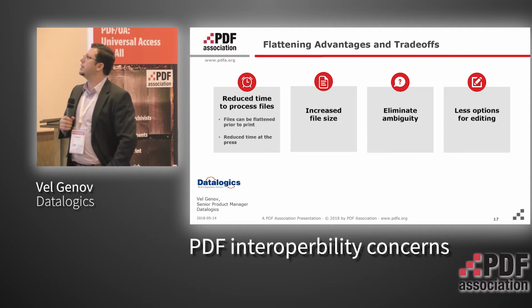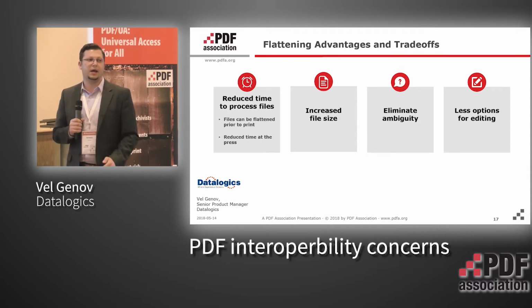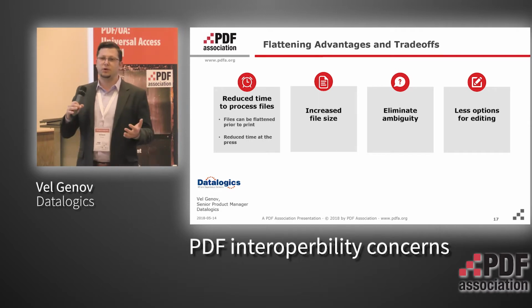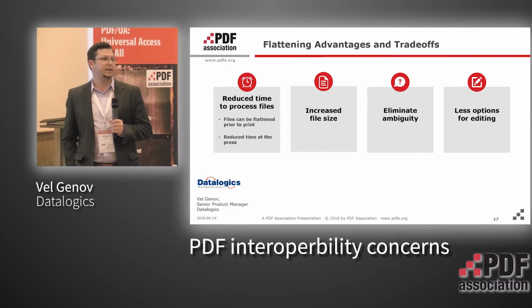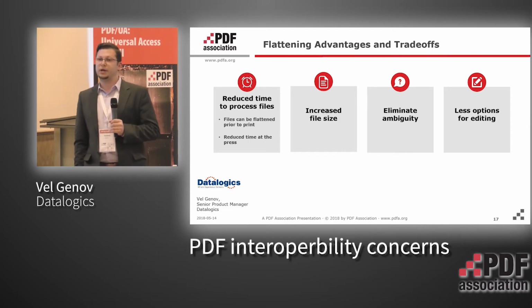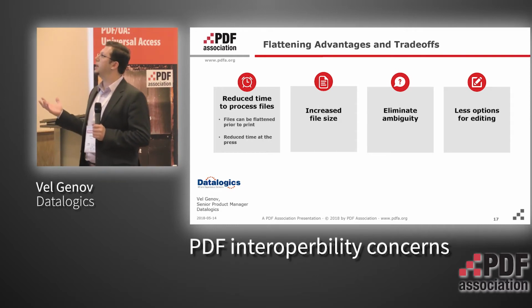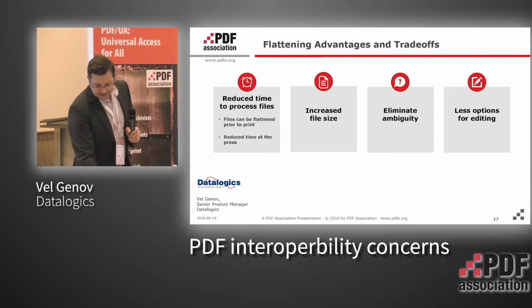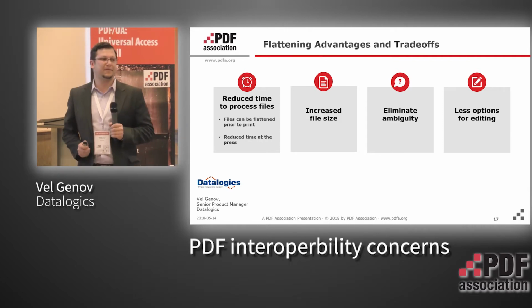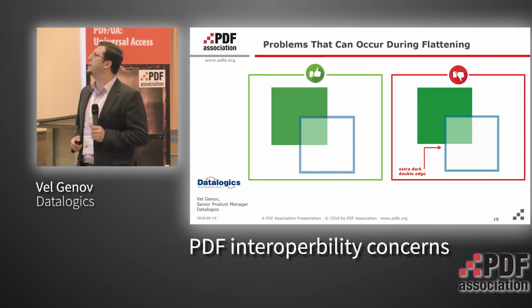And of course, at the end of the day, files that have been flattened are very, very difficult to edit. So once those images are baked in, you can't really undo that. And it's very difficult to actually edit those files. You might also introduce some other problems in there. But again, you're making a trade-off here, file size and ambiguity versus other things. So that's really the trade-off that you have to decide when your files contain transparency.